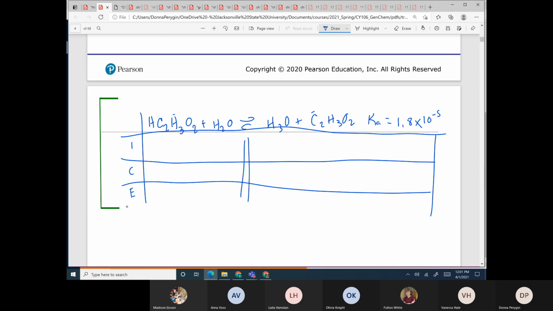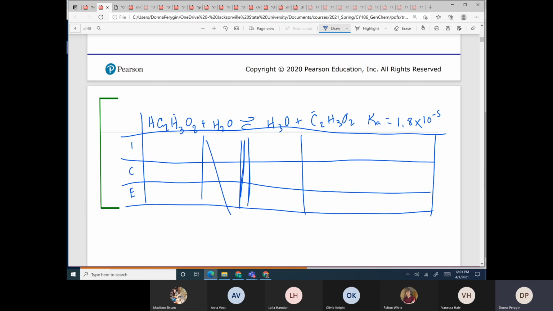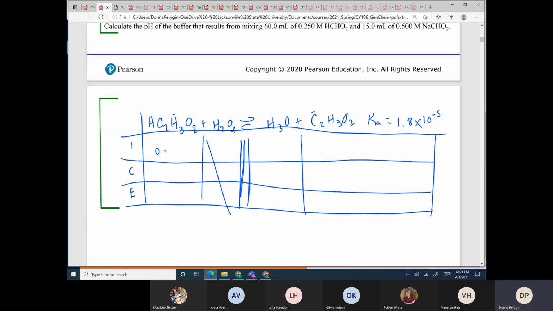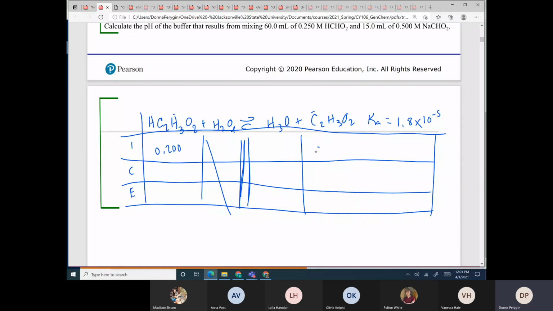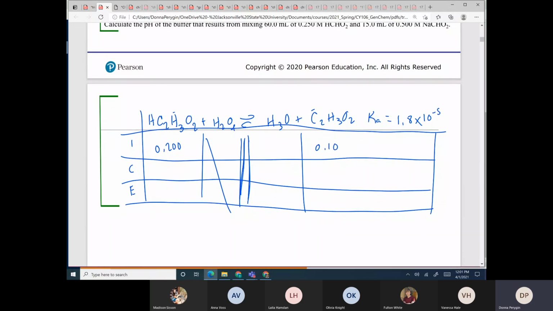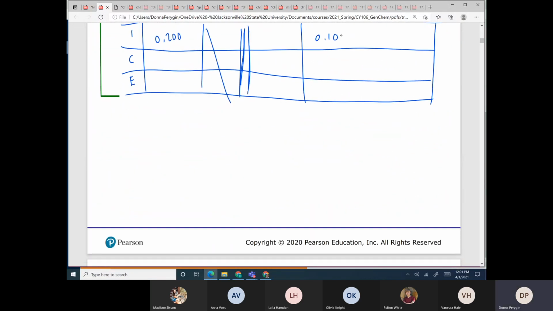Okay, so we're separating products and reactants with the double line, and we're separating reactants and products individually with a single line. We don't need to worry about water because it's a liquid. So we've got 0.200 of this, and we put in 0.1 of the sodium acetate. So that was 0.200 acetic acid and 0.1 of sodium acetate. So just put that amount in here and then set up an ice table.